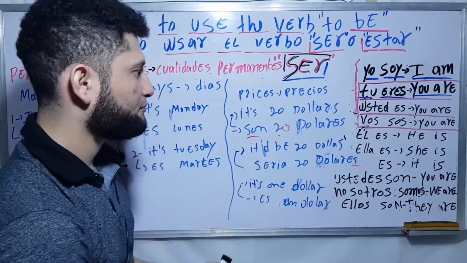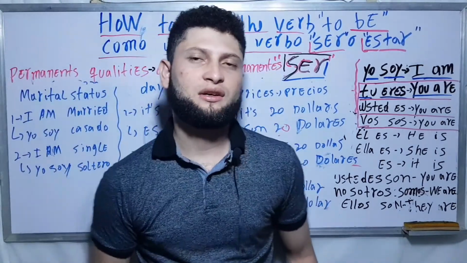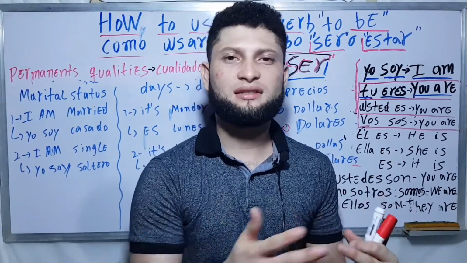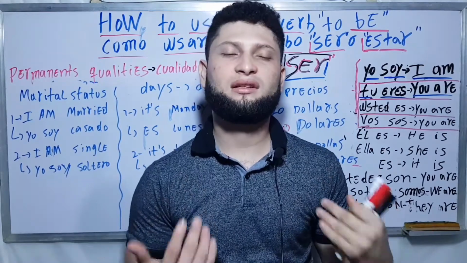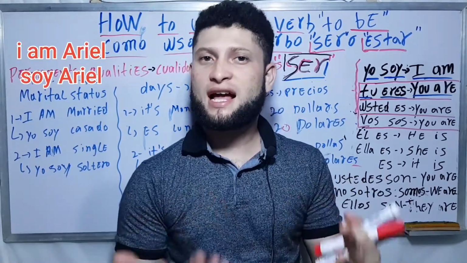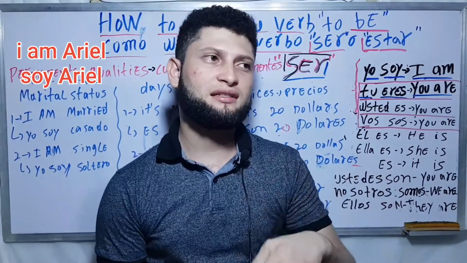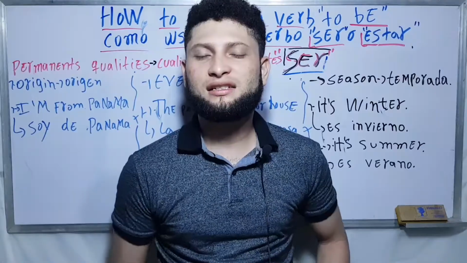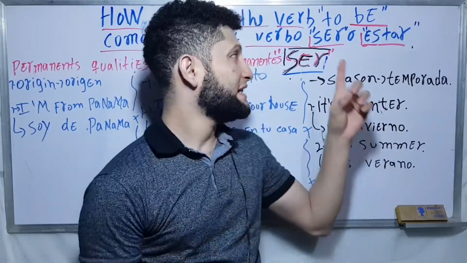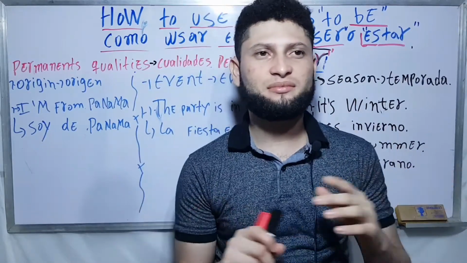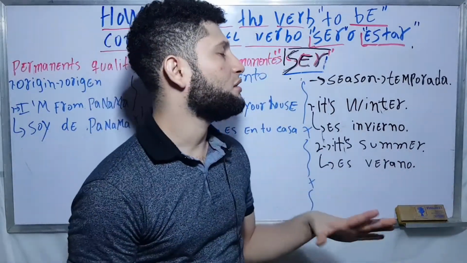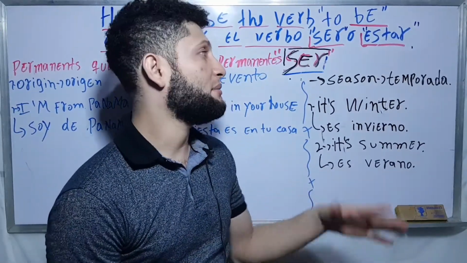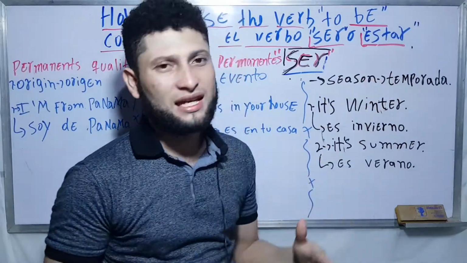Okay, and our last one is, guys, when you introduce yourself, you can say my name is or I am. For example, my name is Ariel and I can say I am Ariel. So in Spanish it is yo soy Ariel. Okay, this is all for the verb ser. As I said at the beginning of the video, we needed to explain the definition. Now we will speak about the verb estar, but in another video.